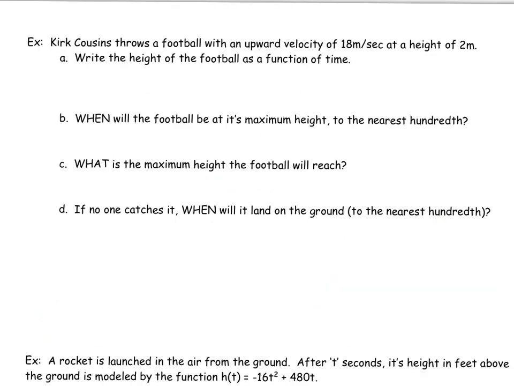Kirk Cousins throws a football with an upward velocity of 18 meters per second at a height of 2 meters. Write the height of the football as a function of time. So if we think of our formula, h of t equals -1/2 gt squared plus v_0 t plus h_0, we have to know what to plug in to all of those variables, except for t and h.